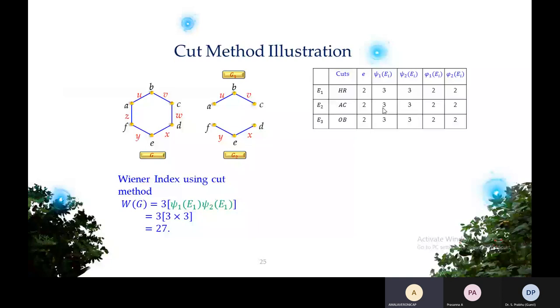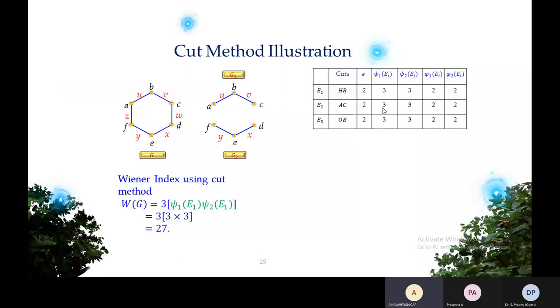So what I can do, all these three removals, that is three cut sets, are going to behave uniformly or symmetrically. You just take one component and then multiply by 3. The number of vertices in the first component is 3, and the number of vertices in the second component is also 3, and 3 into 3 is 9. And I'm going to compute this 3 times, so 3 into 9, which is 27. Please note down this 27, because for the same graph, the Wiener index is going to be computed with a different technique, which is not the cut method.